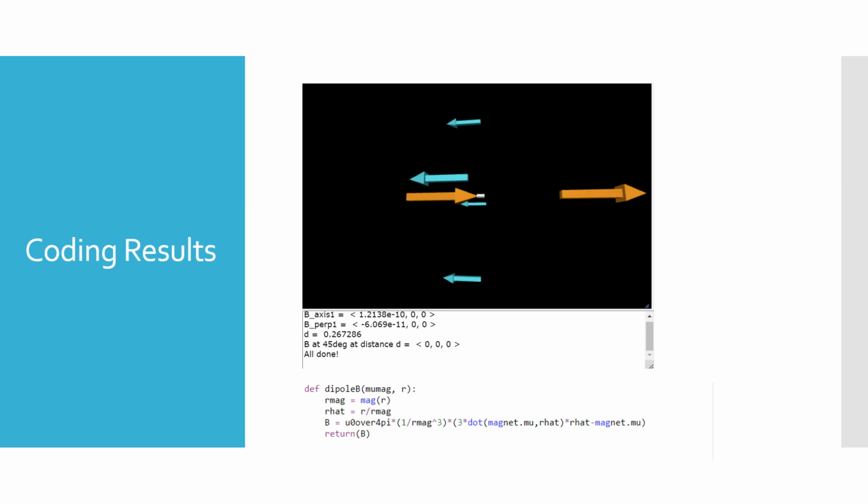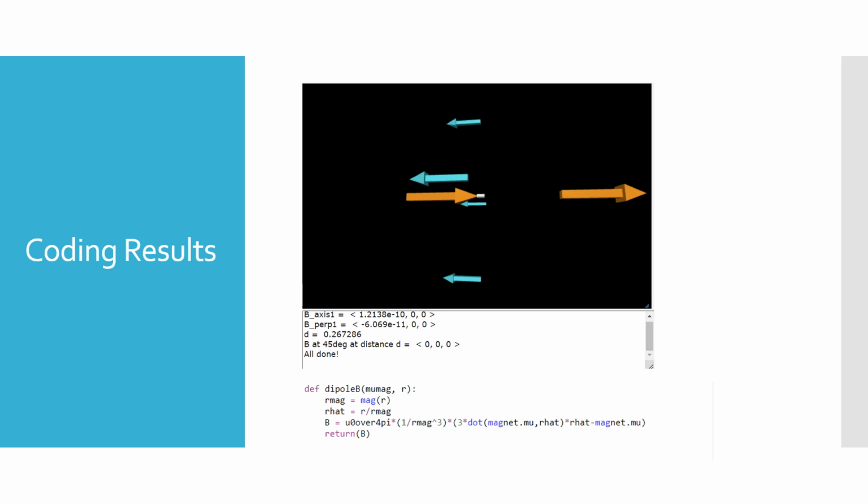This photo shows the visual model created by my code. The arrows show the magnetic field surrounding the magnet. The orange arrow shows on-axis, while the cyan arrow shows perpendicular. A pink arrow would show the 45-degree position, but my computational model showed no magnetic field at the off-axis location, which was 0.189 meters x, 0.189 meters y.